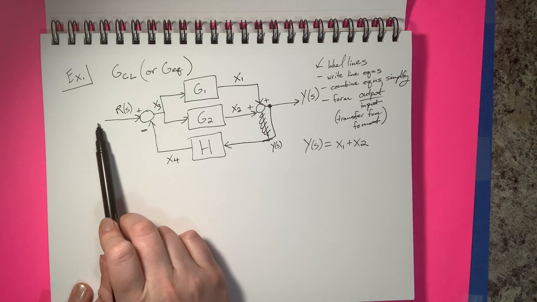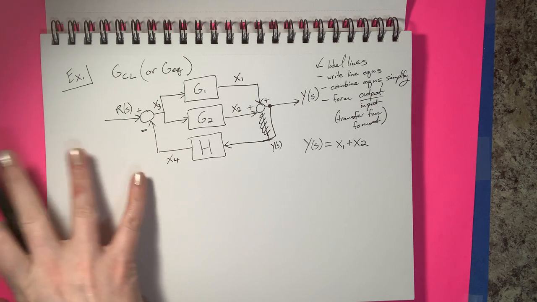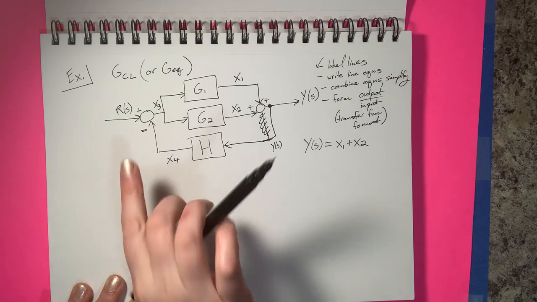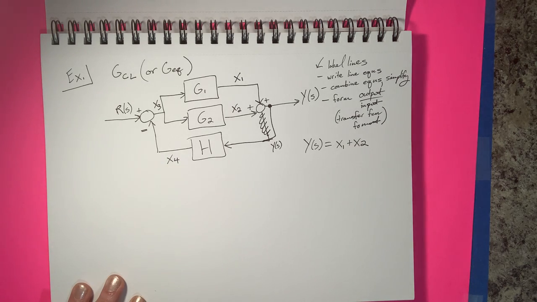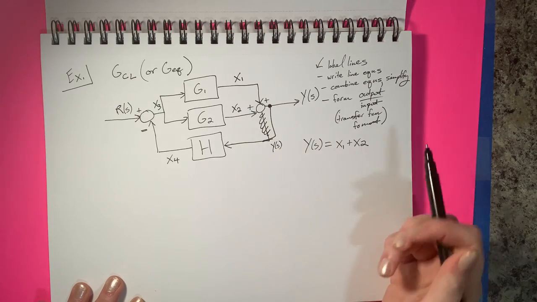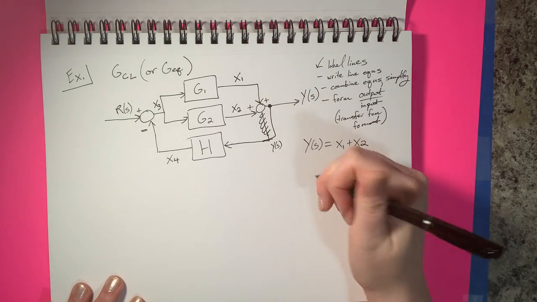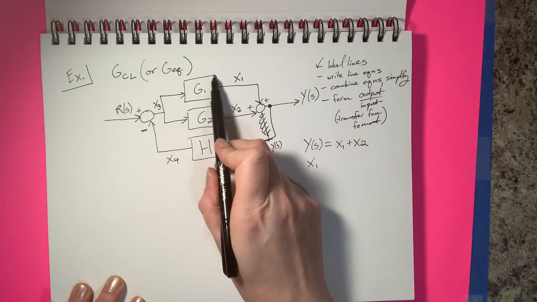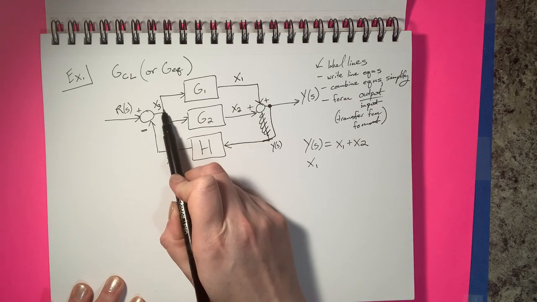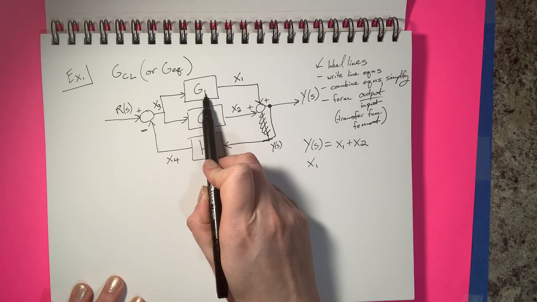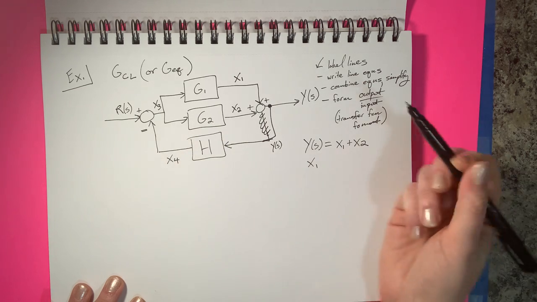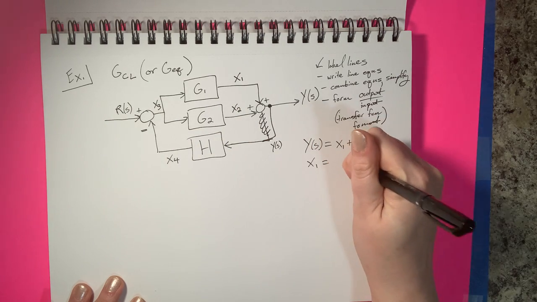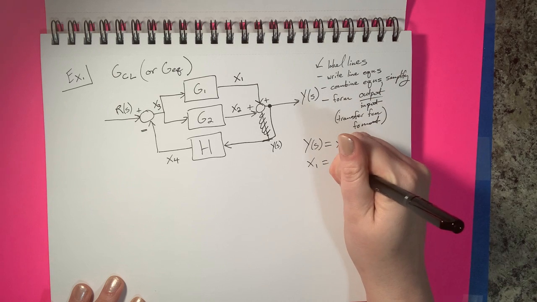Okay, I won't need an equation for R of S because it's just here, by itself. It's a supply, so it is a value, or a set of values. It's a signal. So, all right. We have x1. We'll just do that one next. And x1 is the output of this g1 block. It has the x3 coming into it, and then this g1 operation takes place. So x1, the output, is actually x3 with g1 operating on it.